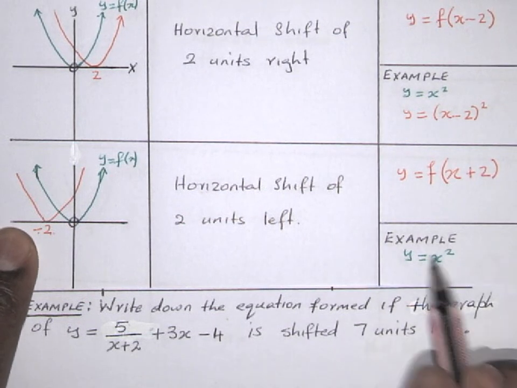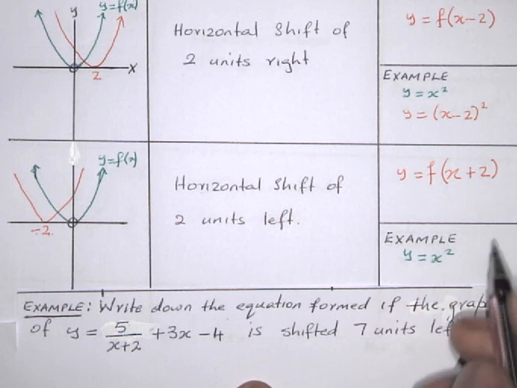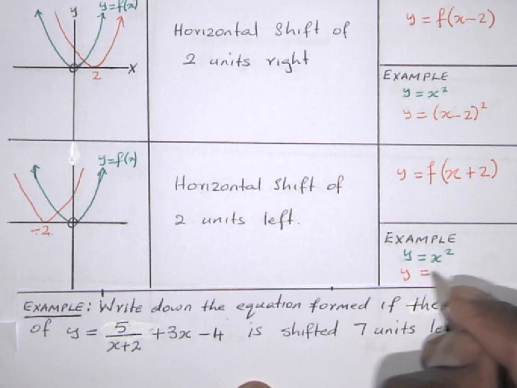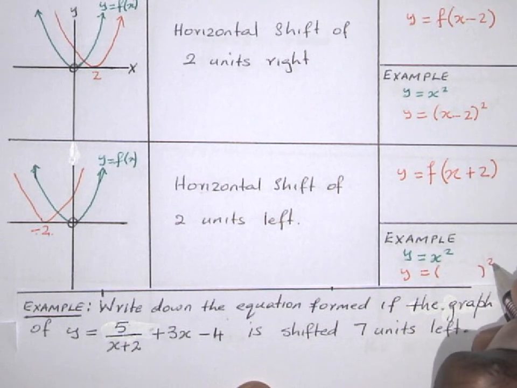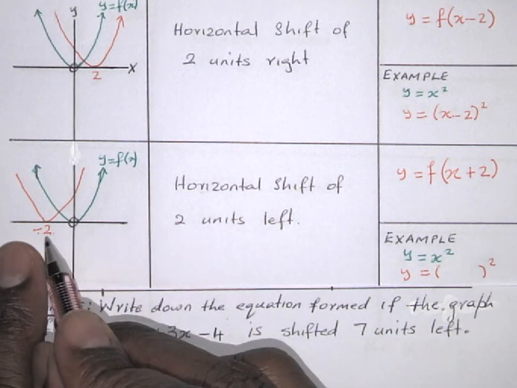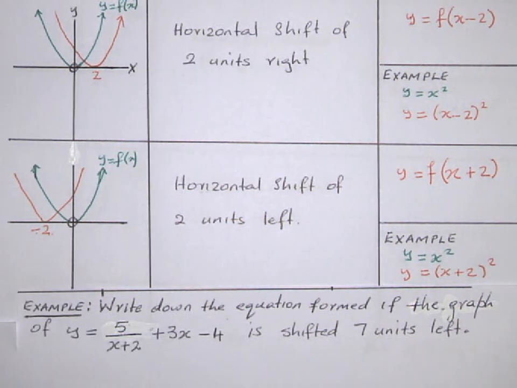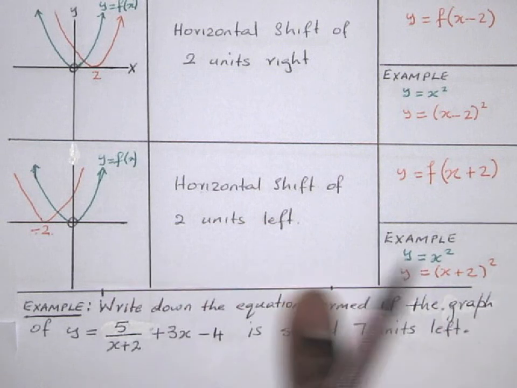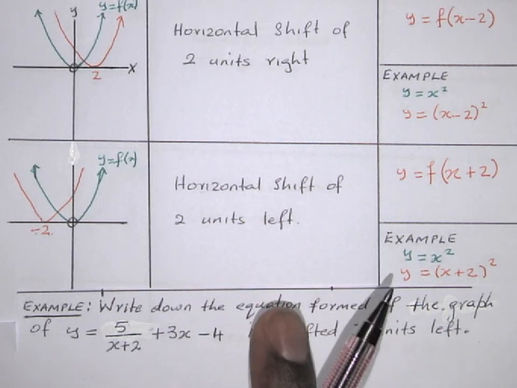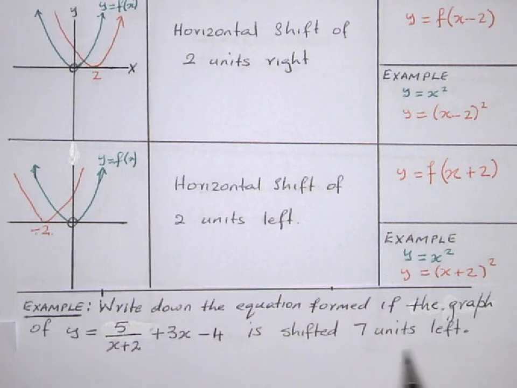All right, now let's look at it. If it was given like this, I will say y is equal to, I'll put in bracket squared, but it was moved to the left, so in bracket I will say x plus 2. Now, let's say they write it like this. Write down the equation formed if the graph of this is shifted 7 units to the left. Right? 7 to the left, it means that horizontally, in brackets, with the x, we put it in brackets. And then we put a 7.